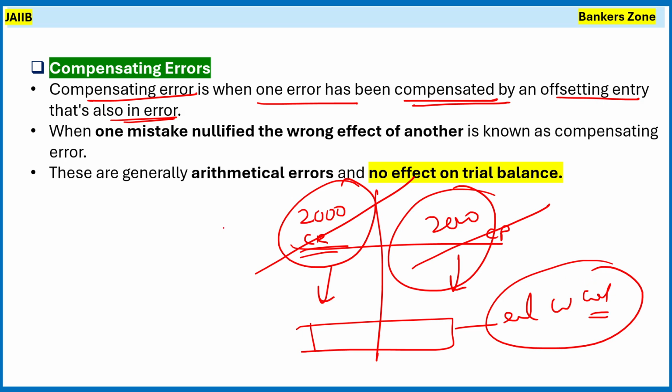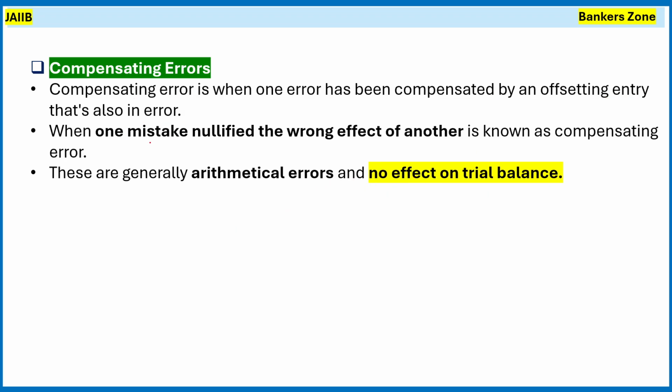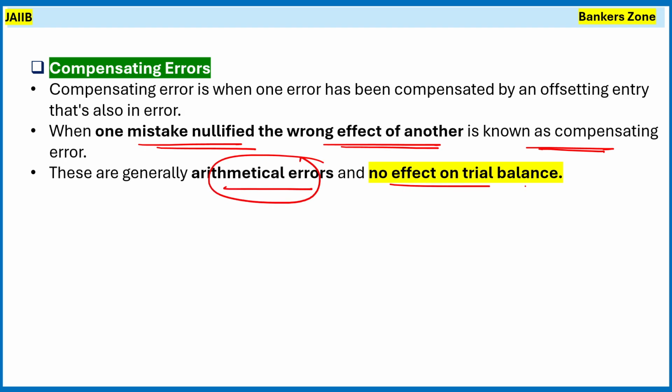Because forgetting the credit entry and forgetting the debit entry will cancel each other and have no effect on the trial balance, right? So we can see when one mistake nullifies the wrong effect of another, it is called the compensating error. This is an arithmetical error, and it has no effect on the trial balance, right?